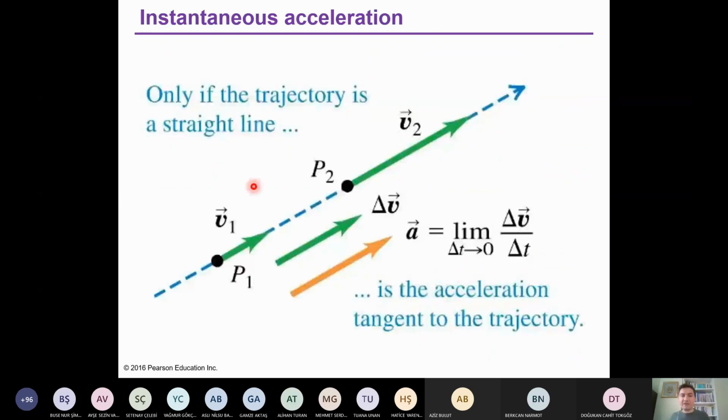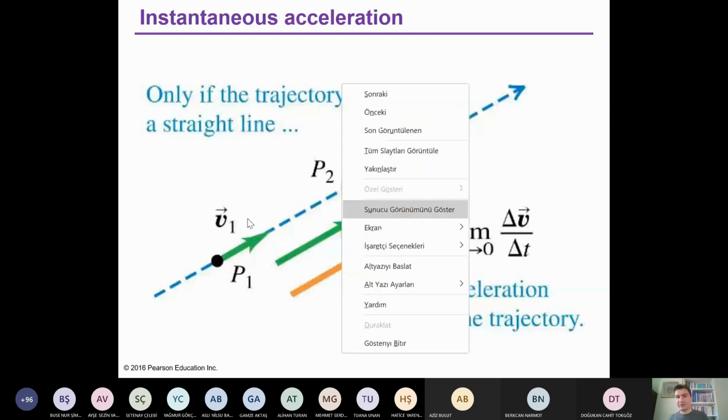Okay, as I have discussed in the previous transparency by drawing, here we have a condition for the motion along a straight line. Only if the trajectory is a straight line, as we have done in the previous chapter, let's consider this is positive x direction. Here we have position 1, position 2, velocity 1, velocity 2. What do you see here? If the particle is speeding up, then we have bigger velocity here in position 2, and this is the delta v along this direction. This is the acceleration along the delta v and along this axis, okay?